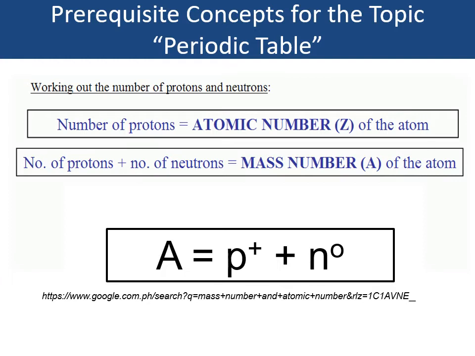Ulitin natin that the number of protons is equal to the atomic number of an atom, and the number of protons plus the number of neutrons is equal to the mass number. Okay? Meron bang questions doon? Tandaang mabuti. Kung wala na at maliwanag na siya, let us continue.